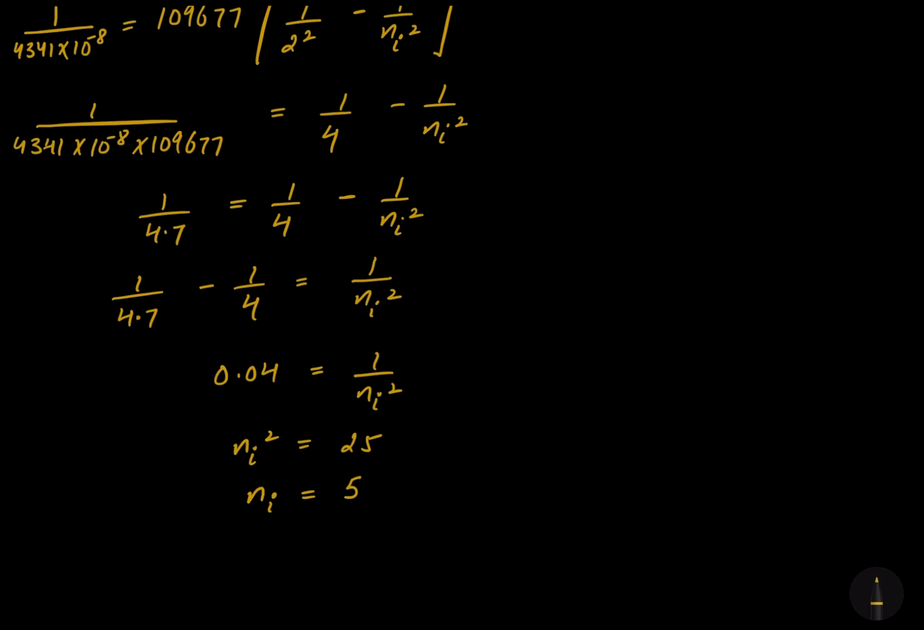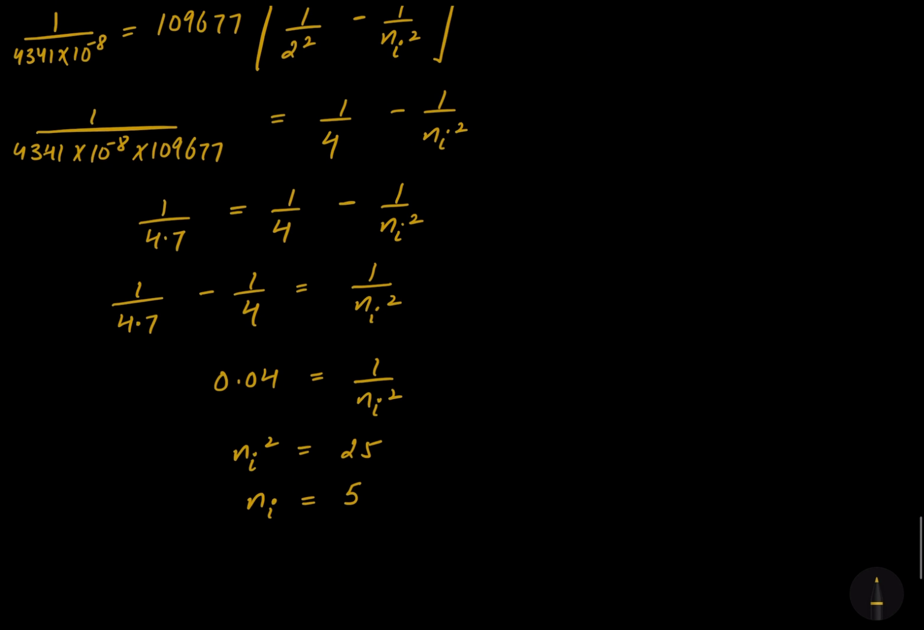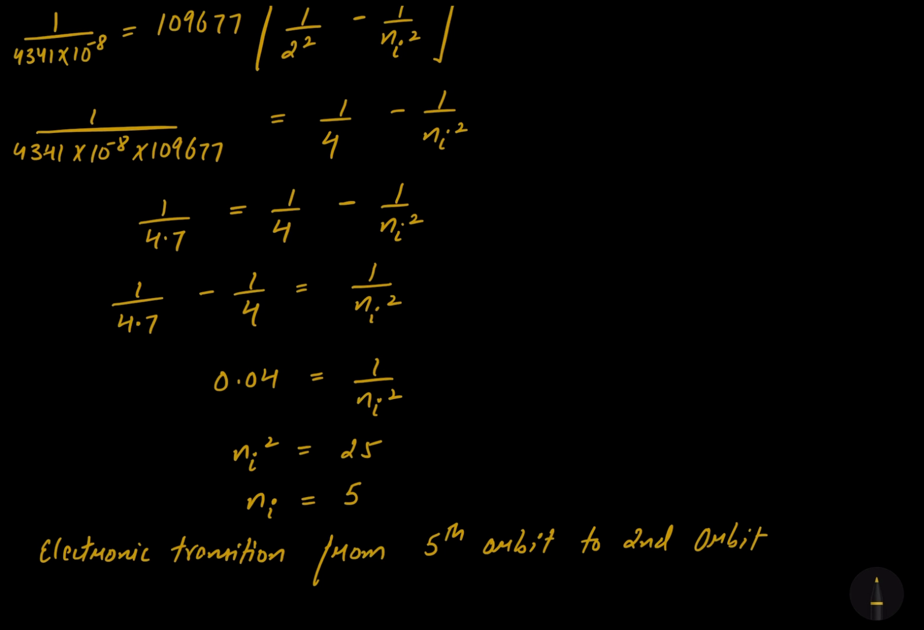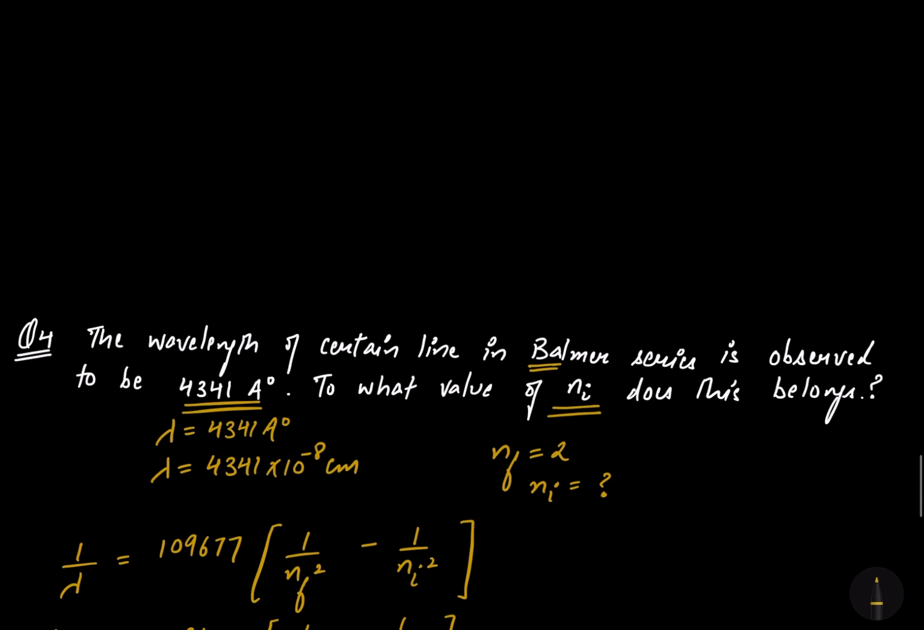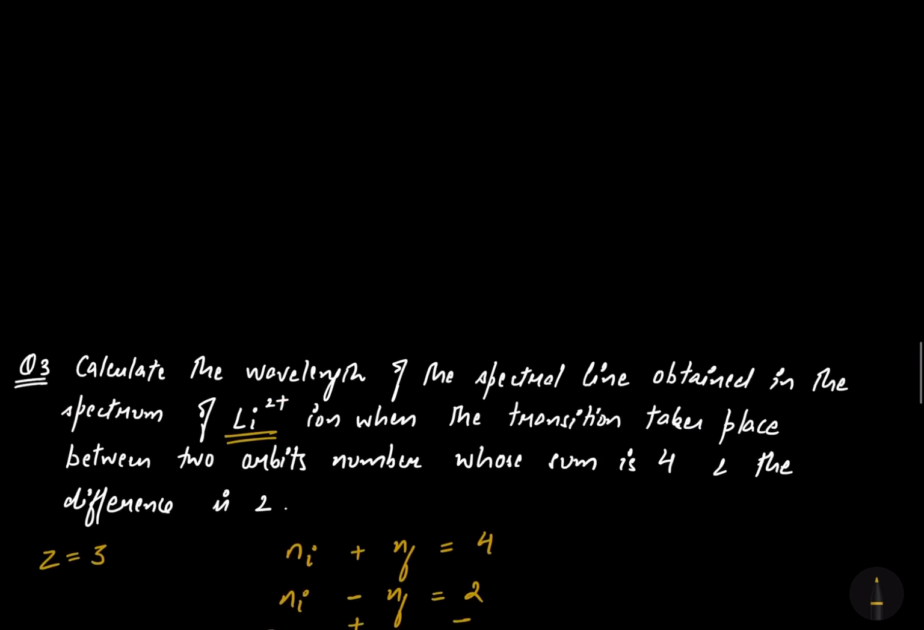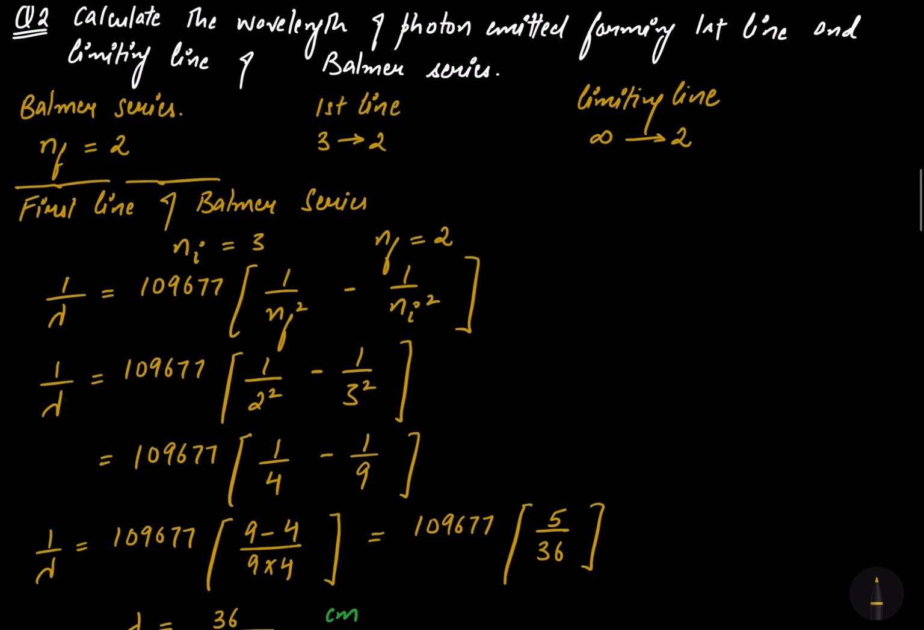So this is the electronic transition from the 5th orbit to the 2nd orbit. So those were the numericals for today, and I think it was an easy one. I hope you all understood today's numericals.